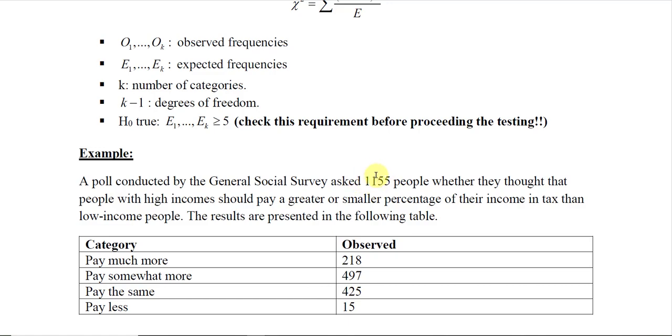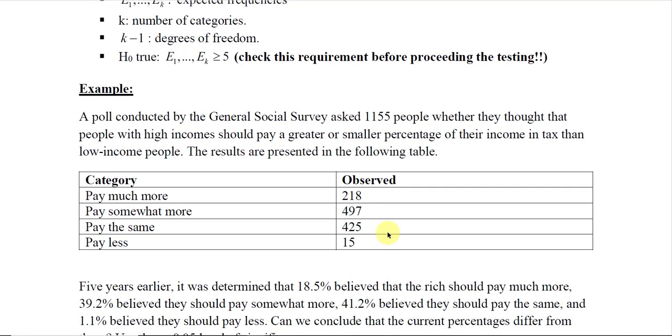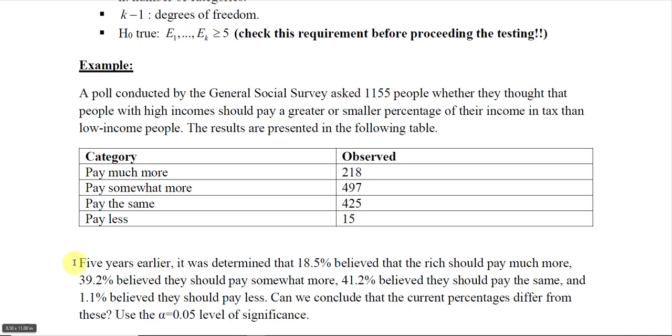Now, 5 years earlier than this survey, it was determined that 18.5% believed that the rich should pay much more. So pay much more was 18.5% 5 years earlier. Then 32.9% believed they should pay somewhat more, 41.2% believed they should pay the same, and 1.1% believed they should pay less.